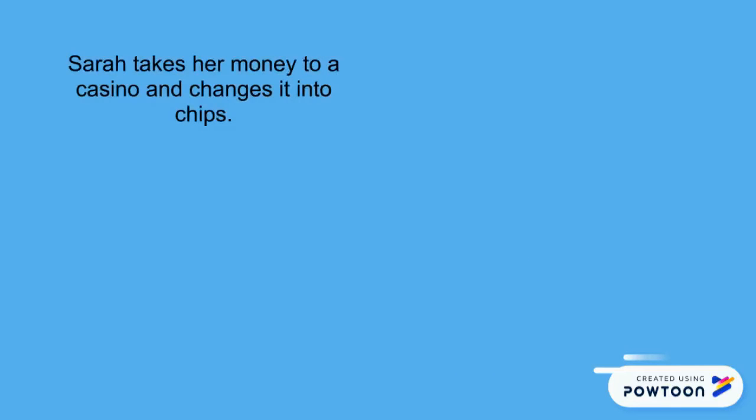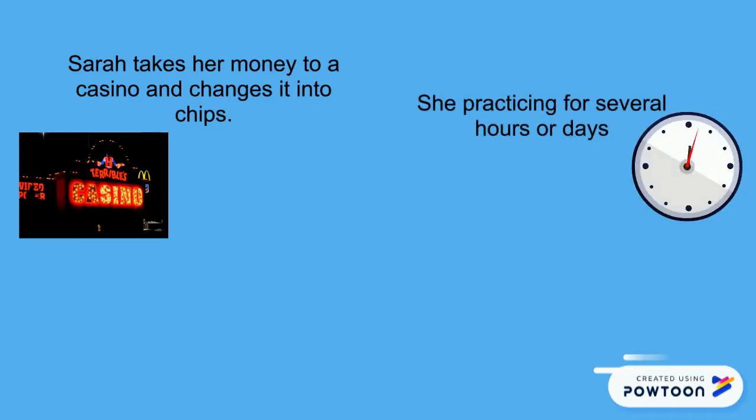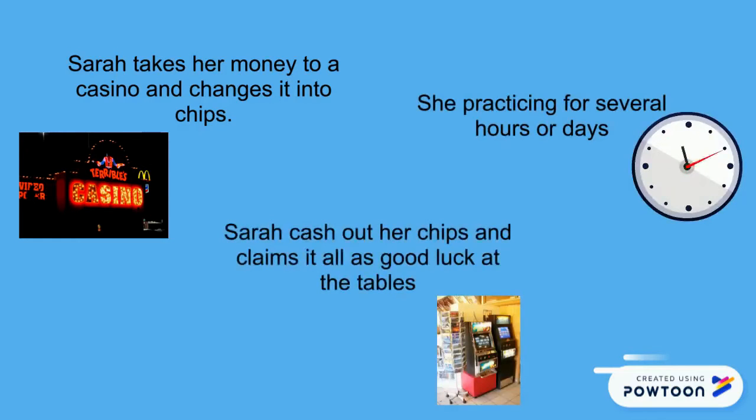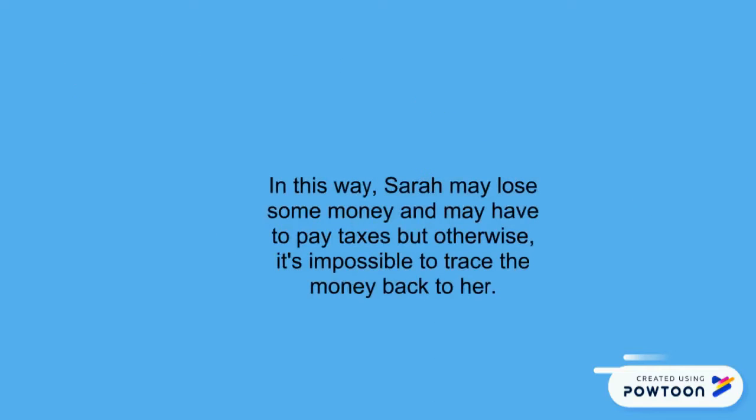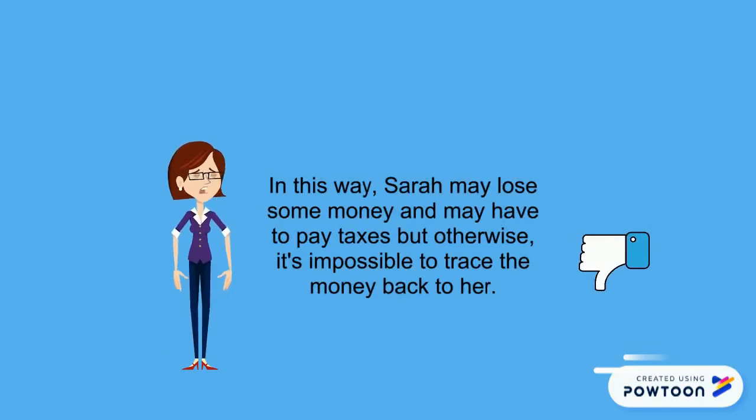One day, Sarah takes her money to a casino and changes it into chips. She plays for several hours or days. Sarah cashes out her chips and claims it all as good luck at the table. In this way, Sarah may lose some money and may have to pay tax, but otherwise, it's impossible to trace the money back to her.